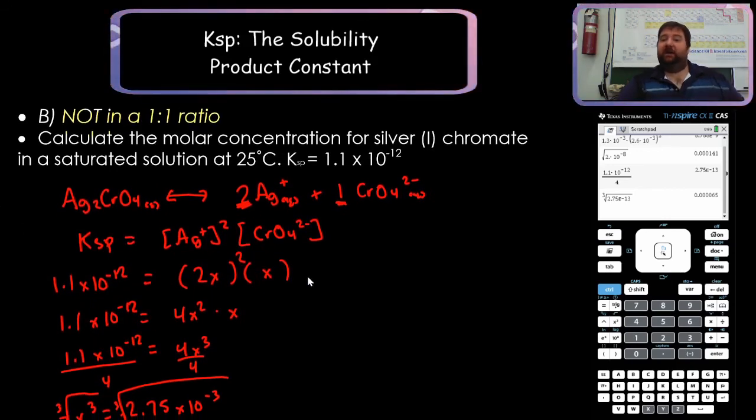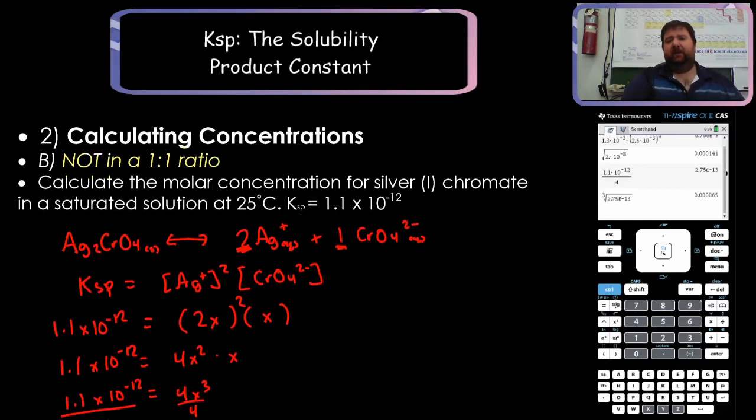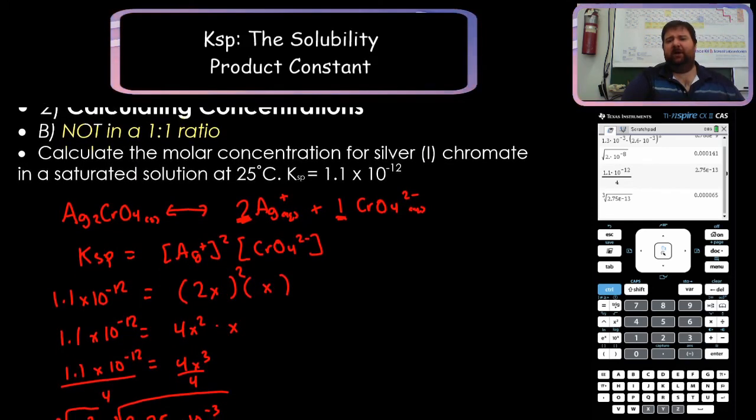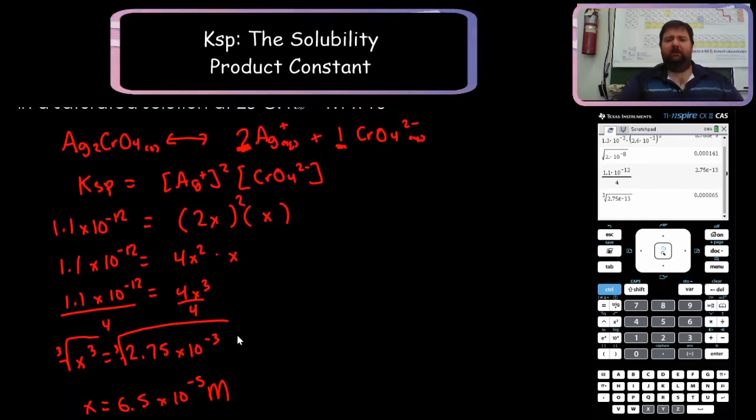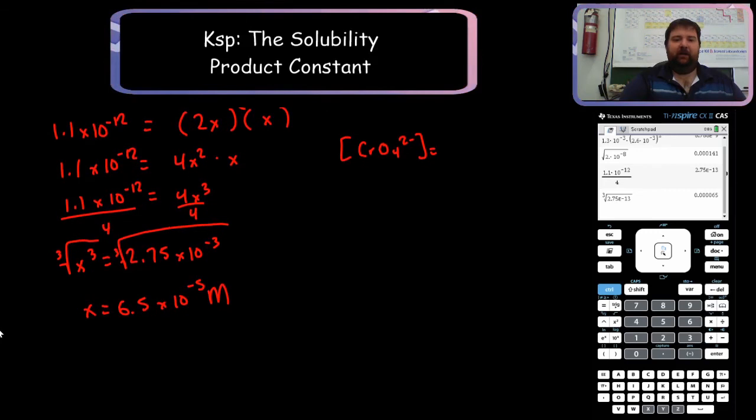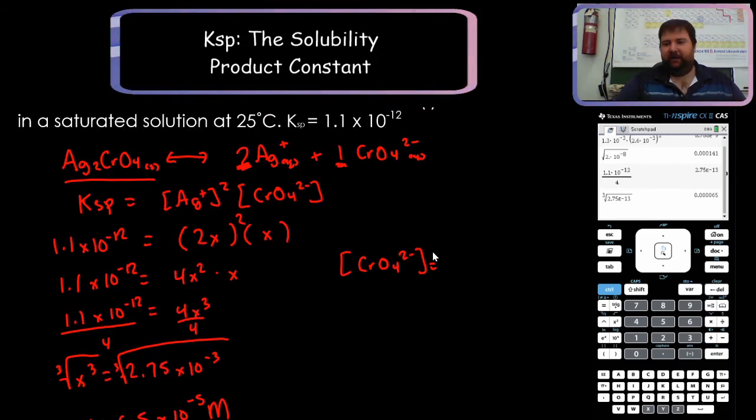All right, we need concentrations. It doesn't really ask us for that, actually. Calculate the molar concentration of silver chromate. Okay, well, let's just do the concentrations of everything, because we only need to give this one, but we're practicing here. So the concentration of chromate is x, right? And we solved for x. What is that? 6.5 times 10 to the negative 5.